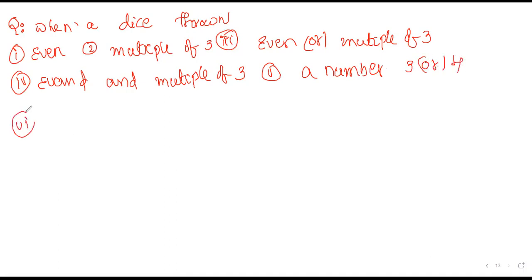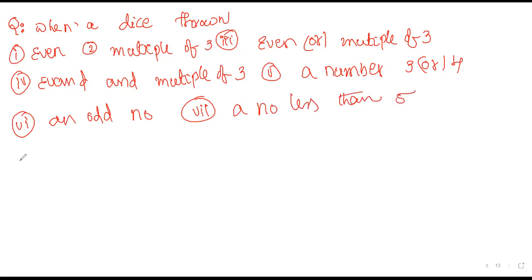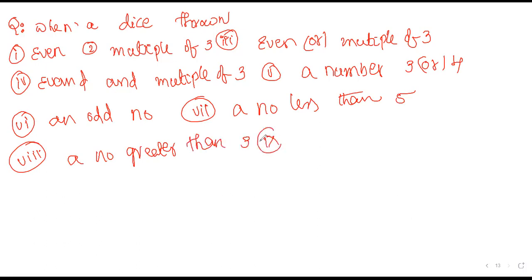Then question number 6, an odd number. Then question number 7, a number less than 5. Then question number 8, a number greater than 3. Then question number 9, a number between 3 and 6.